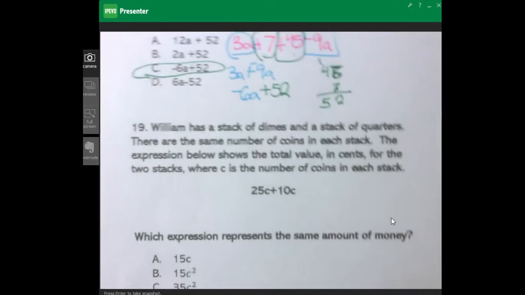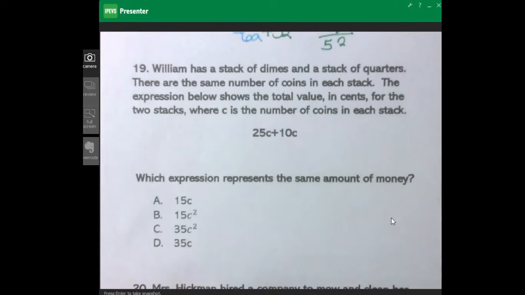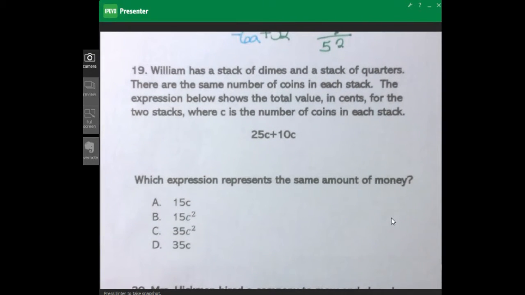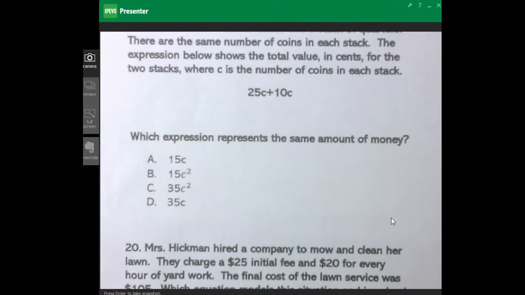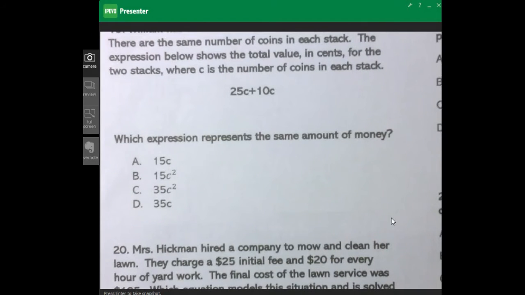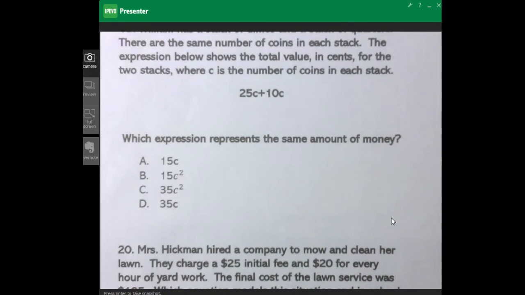Number 19. William has a stack of dimes and a stack of quarters. There are the same number of coins in each stack. The expression below shows the total value in cents for the two stacks of coins, where C is the number of coins in each stack. So which expression represents the same amount of money?